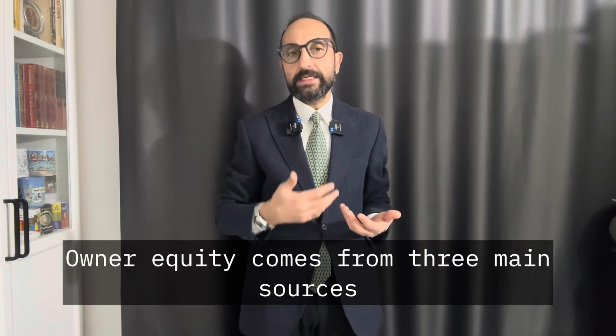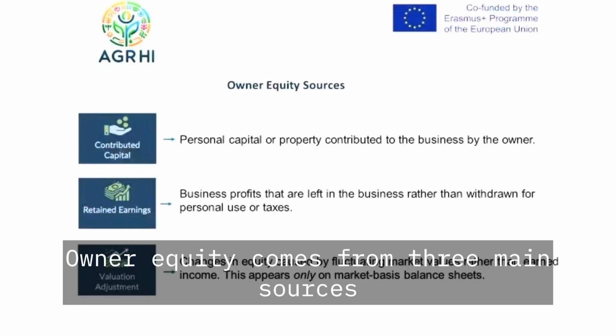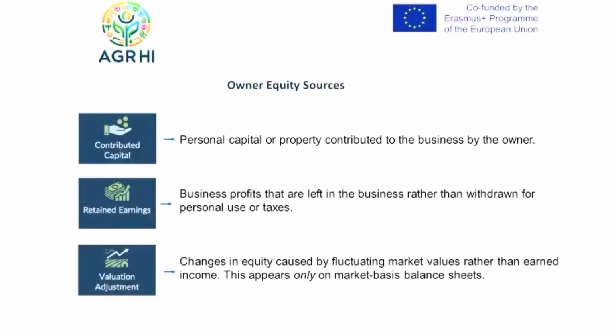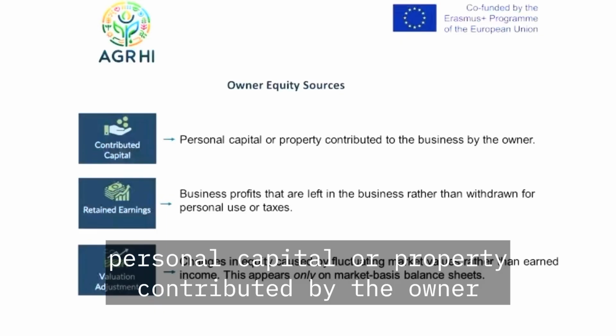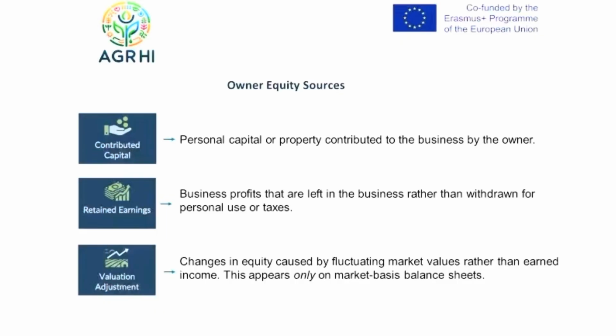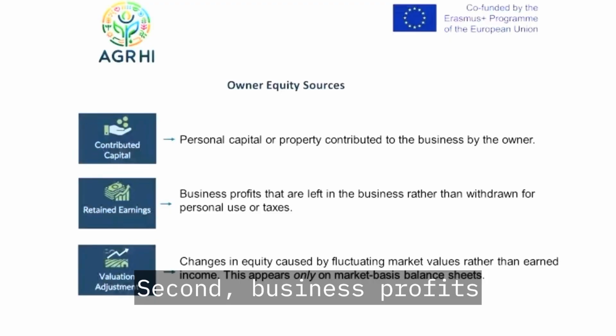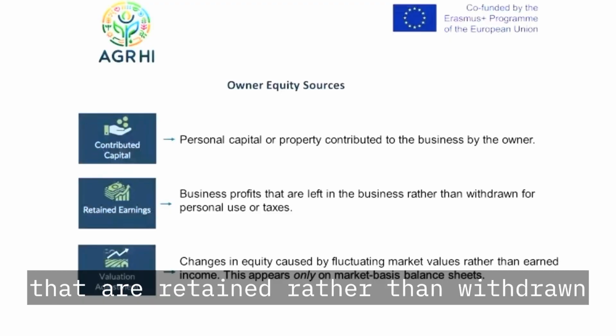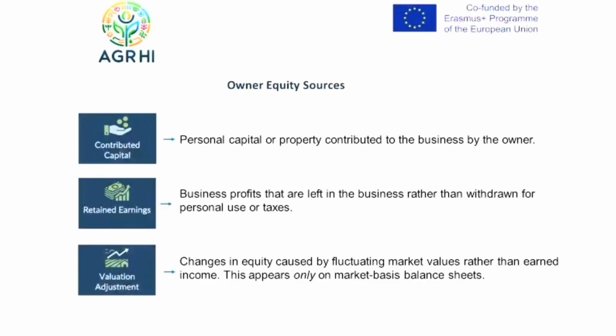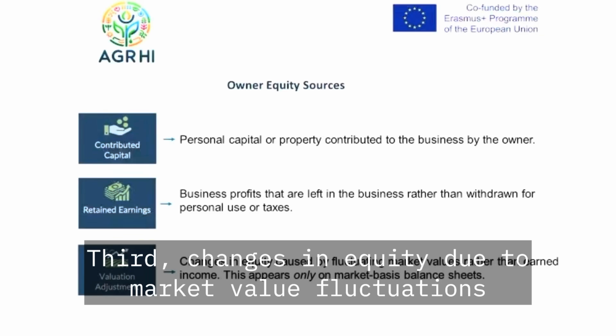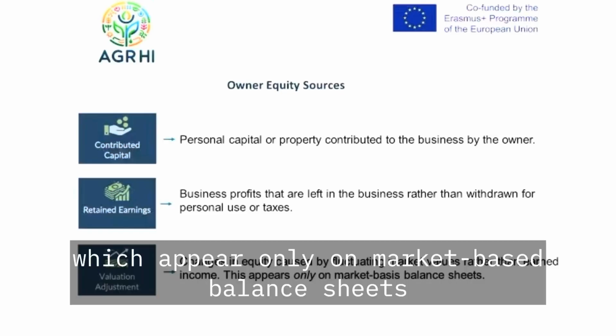Owner equity comes from three main sources. First, personal capital or property contributed by the owner. Second, business profits that are retained rather than withdrawn. Third, changes in equity due to market value fluctuations, which appear only on market basis balance sheets.